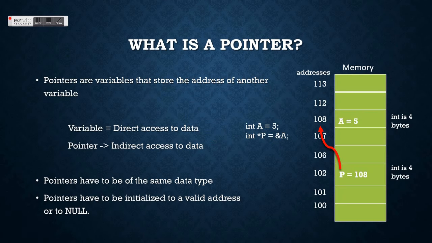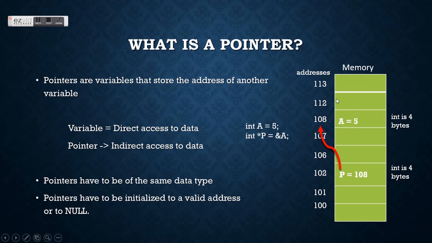So, what is a pointer? Pointers are variables that store the address of other variables. Normal variables have direct access to data, which means they can only access the value that's assigned to that variable. Now, pointers have indirect access to data, which means they can access the value of other variables.